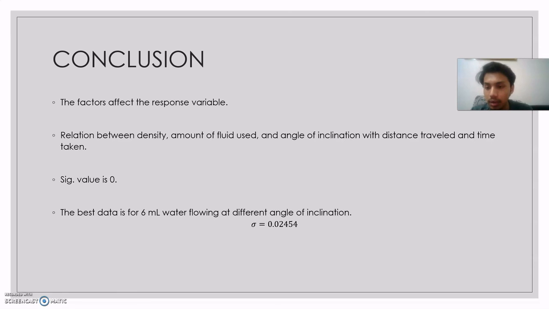The value is 0. It means that all the data is unlikely to fall into the null hypothesis. So our base data is 6 mm of water flowing at different angles of inclination. This is because it has the smallest standard deviation, which is 0.02454. So it means that the data do not stray away from the center. It is the best data and it does not move really far from the mean.